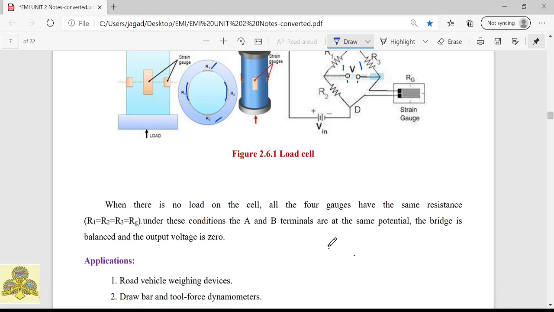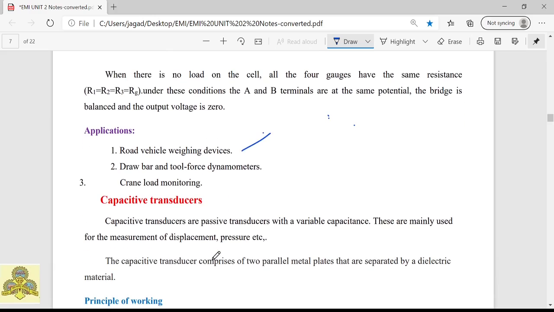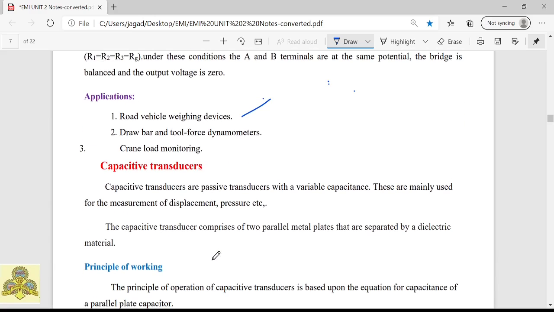This is how the strain gauge or load cell works. Let's see where this load cell can be used. These load cells can be used in road vehicle weighing devices, so we can measure large trucks and containers. The weight of those vehicles can be measured using this load cell. Next, drawbar and tool force dynamometers, and crane load monitoring. Here also we can use this load cell.